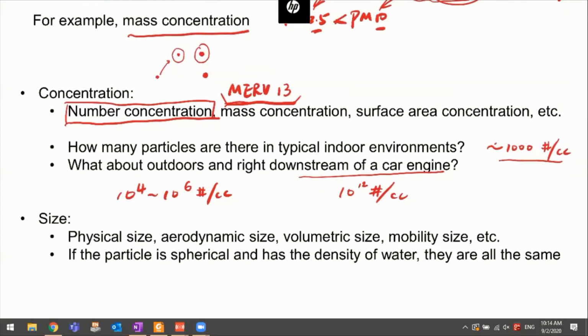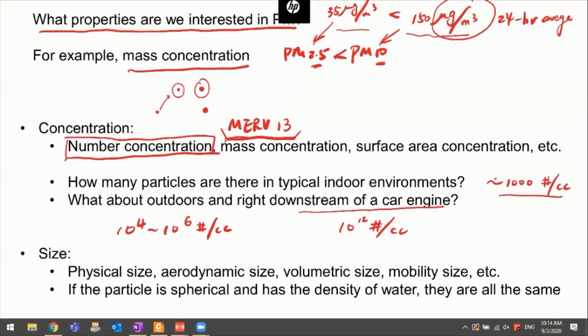Okay, so in terms of concentration, we talk about the number concentration, we mentioned the mass concentration, and people are also sometimes interested in the surface area concentration. This is mainly because of the toxicity of these nanoparticles. In general, it's their surface that's interacting with the cells.